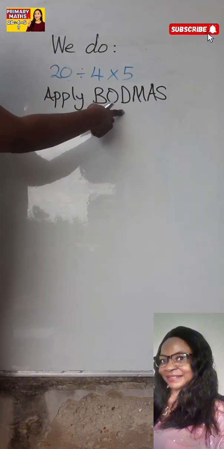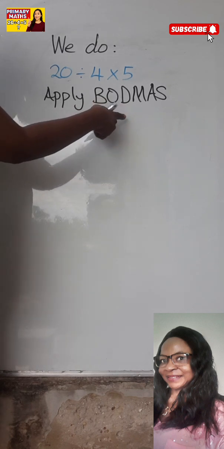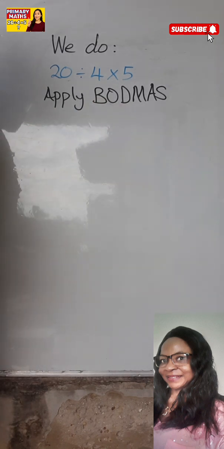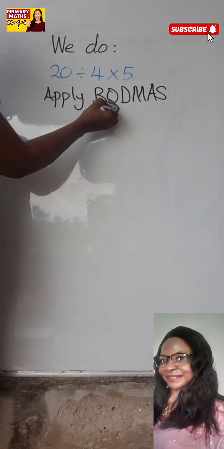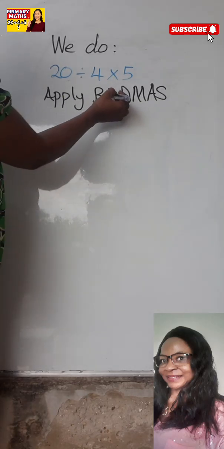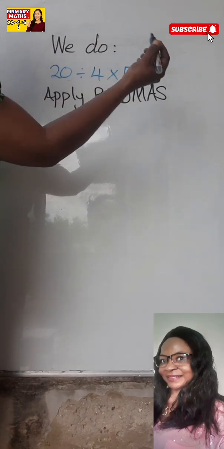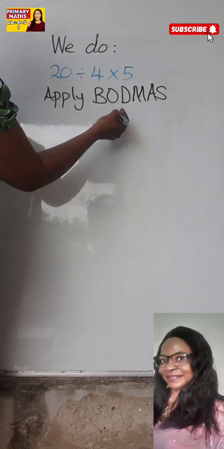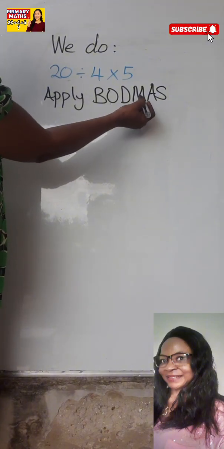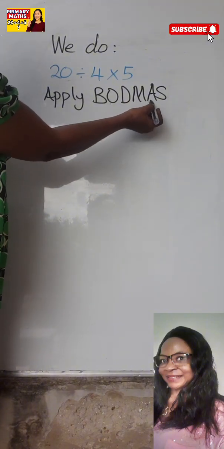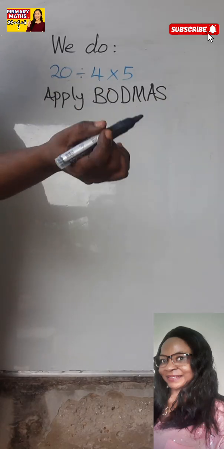BODMAS is an order of operation that solves numeracy problems accurately. B stands for brackets. O stands for exponents or squares, and that's top. Then D stands for division, M stands for multiplication, and A stands for addition, while S is for subtraction.